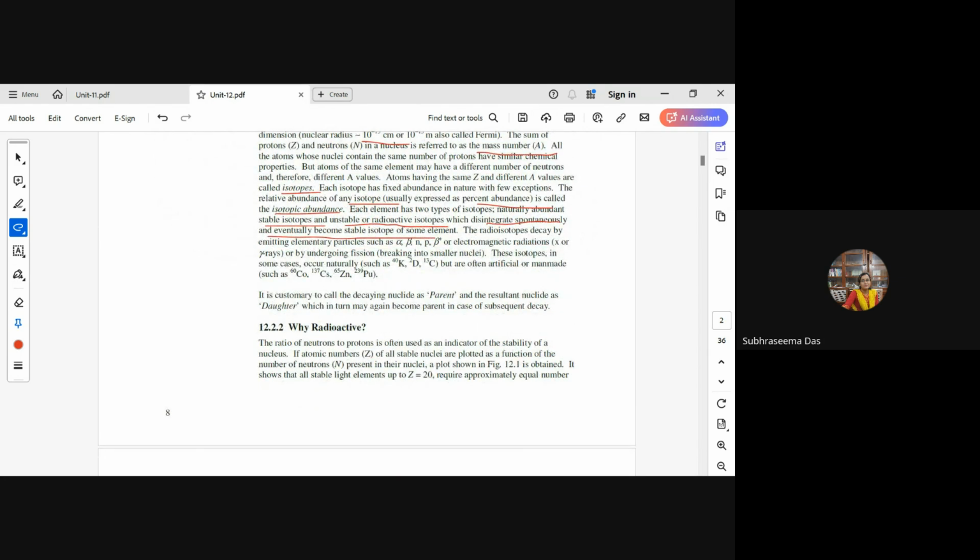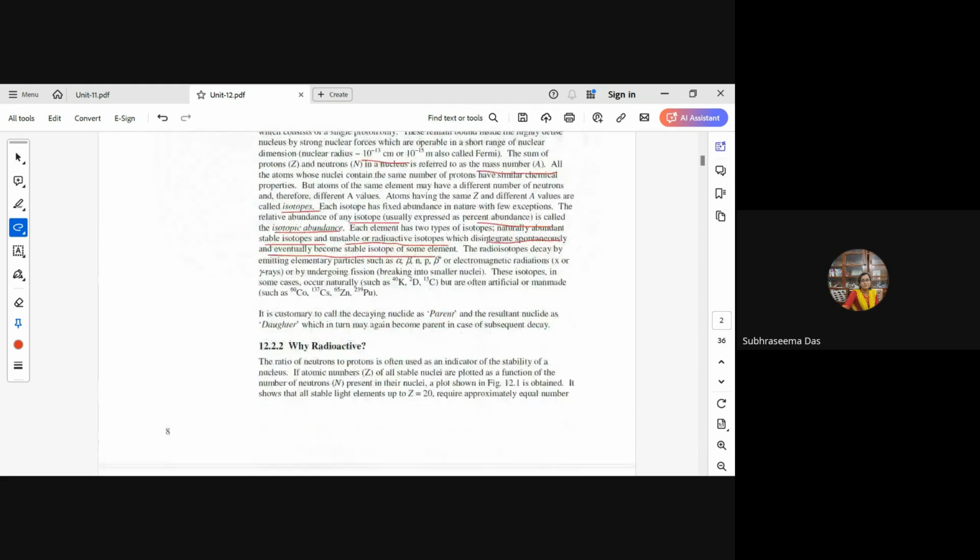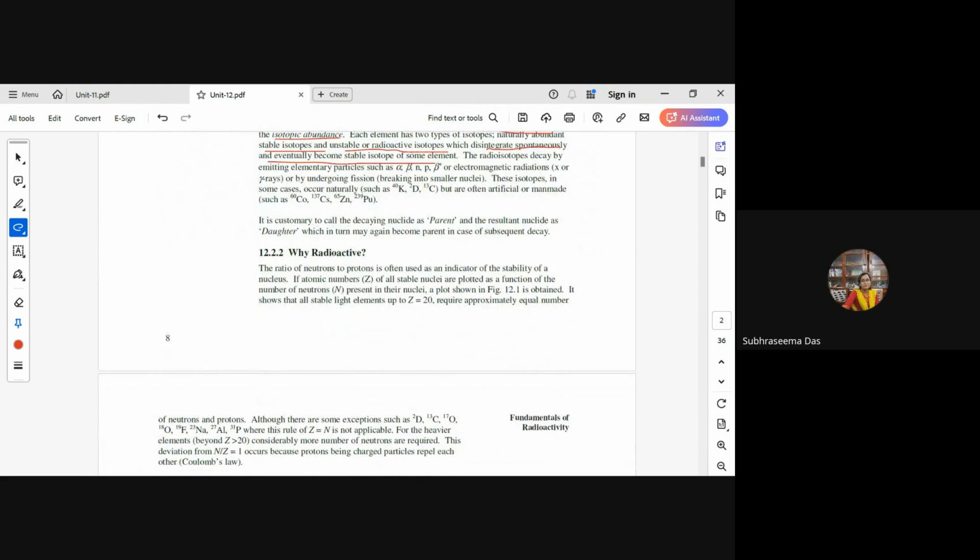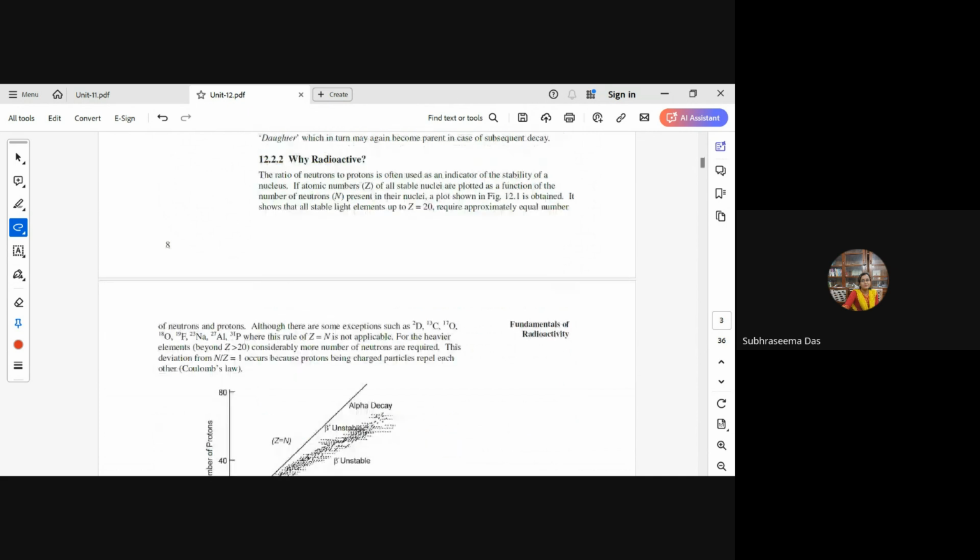Now, in radiochemistry or radioactivity, the parent is the nuclide that undergoes the decay, and the daughter nuclide is the one that is formed as a result of the decay of the parent nuclide. Okay, so the ratio of neutrons and protons is a clear indicator of stability in a nucleus, and that is why this ratio is very important.